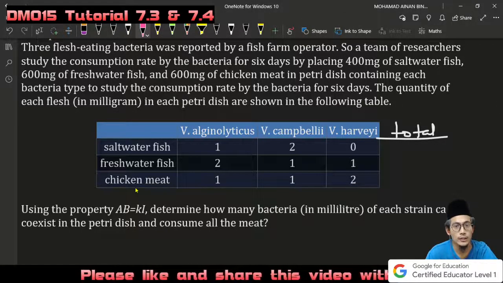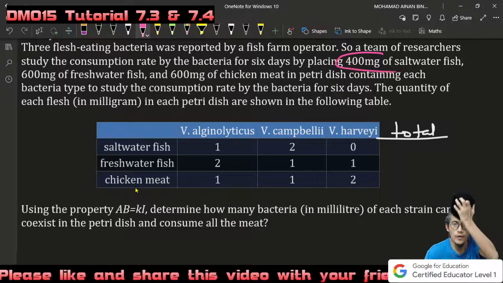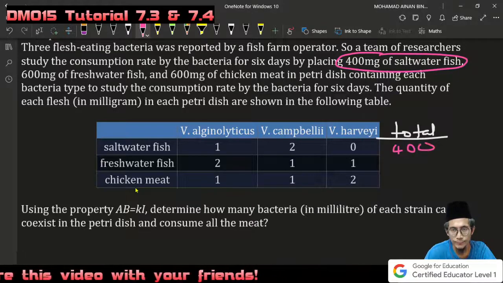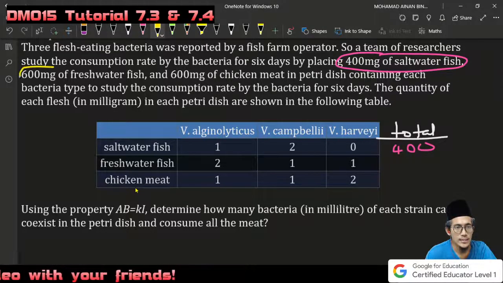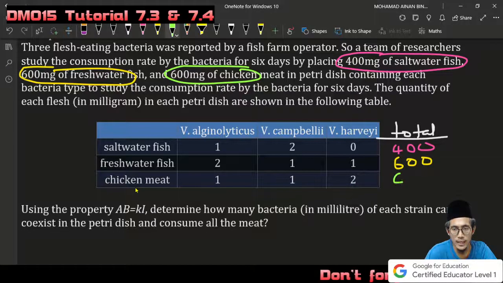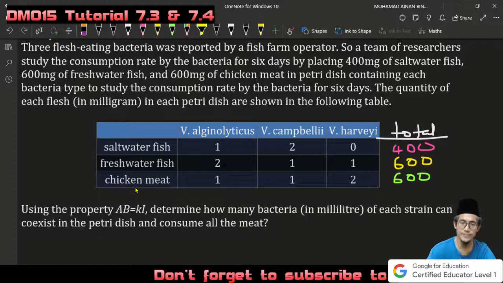Okay, let's see. What is the total? 400 is salt water. So, 400 over here. And then next, 600 fresh water. So, 600 over here. Okay. And last but not least, 600 of chicken. So, 600 over here. Okay. That's just the total, not a variable.